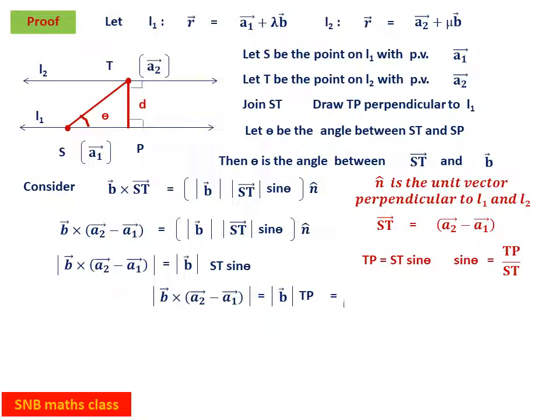Now what is TP? It is magnitude B into D, because you can see here in the diagram TP is nothing but D. Therefore, we can say D equals magnitude of B cross A2 minus A1 divided by magnitude B, that is, cross multiplying, taking magnitude of B vector to the left side, you get D equals magnitude of B cross A2 minus A1 divided by magnitude B. This is the formula for finding the distance between parallel lines. So let us proceed. This is the proof.